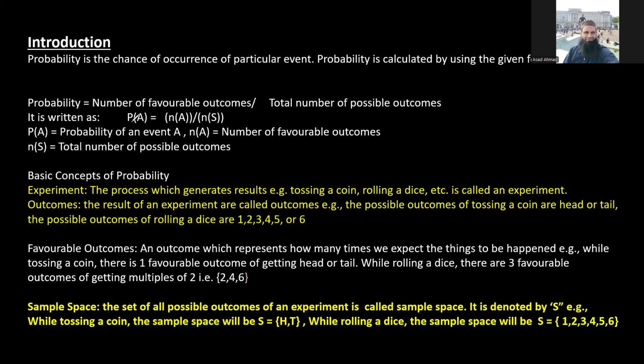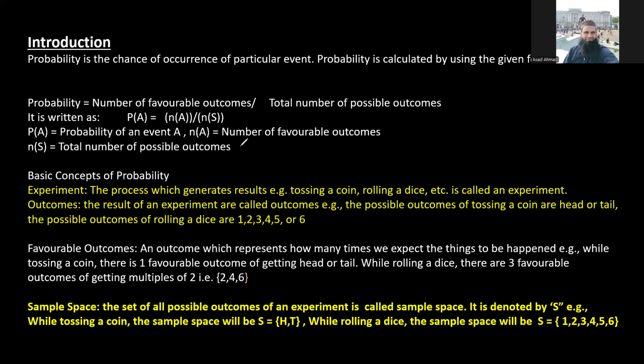So the probability will be written as probability of A is equal to the number of favorable outcomes of A divided by all possible outcomes in the experimentation. So n of S stands for all possible outcomes.